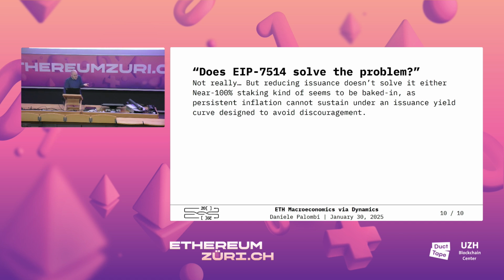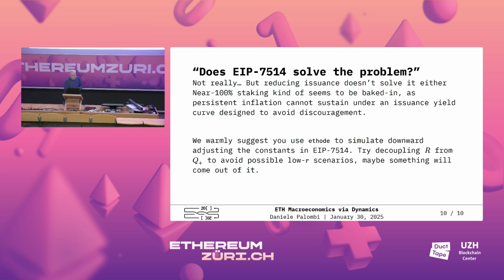And basically, this L2-centric future that's been discussed a lot, in which near 100% of the Ether is staked, and it's mostly used for settlement of L2s, it's kind of baked in. Because just to come back to the discouragement attacks thing I mentioned at the start, persistent inflation cannot sustain under such an issuance curve that is designed to avoid discouragement, so sublinear and stuff like that.